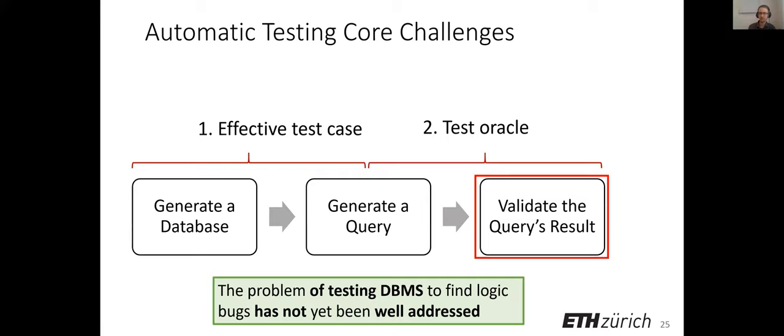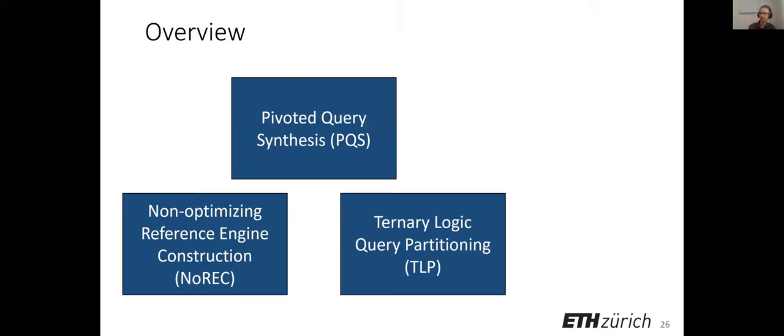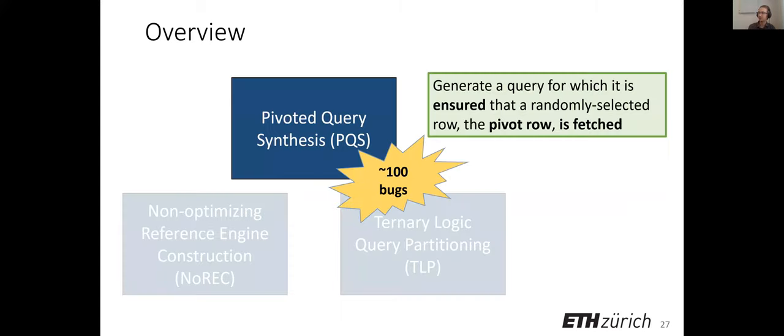But I guess we need to summarize based on this that the problem of testing database management systems to find logic bugs has not yet been well addressed. Towards this end, we have proposed three approaches so far. Pivoted query synthesis, PQS, is our first approach, which has found about 100 bugs in SQLite, MySQL, and Postgres. The core idea of this approach is that we want to generate a query for which it is guaranteed that it fetches a random row, to which we refer as the pivot row. So it's basically a divide and conquer approach.